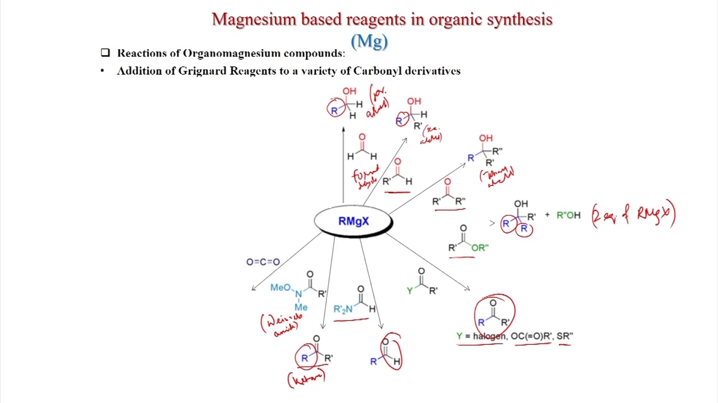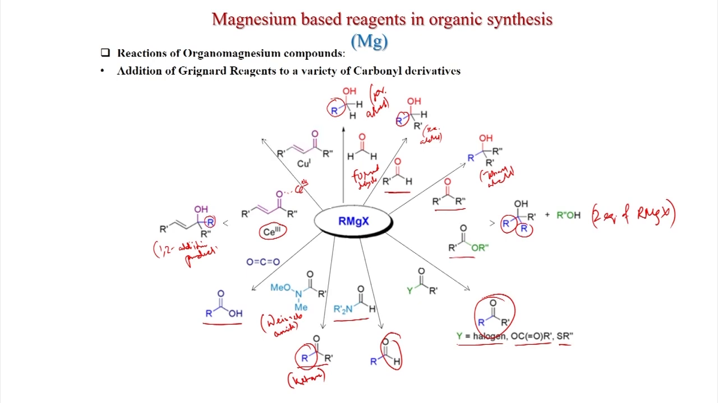Also, with carbon dioxide, Grignard reagent can give the carboxylic acid. And cerium 3, when it is added, then generally it gives the 1,2 addition with alpha beta unsaturated ketone. When you add the cerium, then specifically the 1,2 addition product is formed. This is because the carbonyl is getting activated by cerium 3 and selectively the RMgX adds to the carbonyl group and you get an allylic tertiary alcohol.